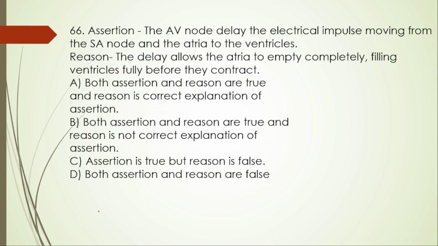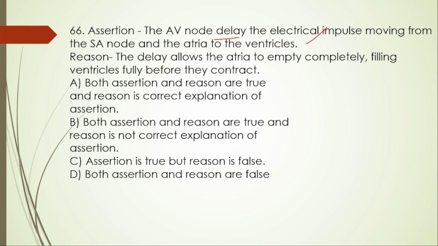Next, again one more assertion and reason type of the question. Assertion: the AV node delays the electrical impulse moving from the SA node and the atria to the ventricle. Yes, this one is right. The atrioventricular node introduces a critical delay in the electrical impulse traveling from SA node to the ventricle. They delay approximately 0.1 second.